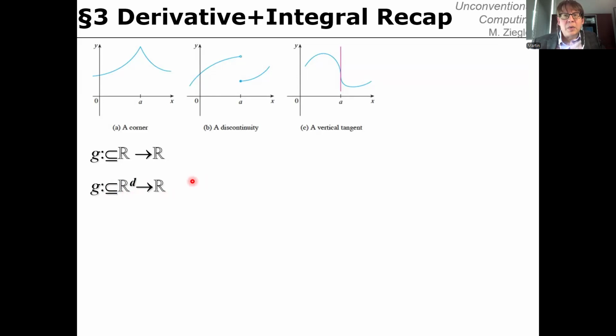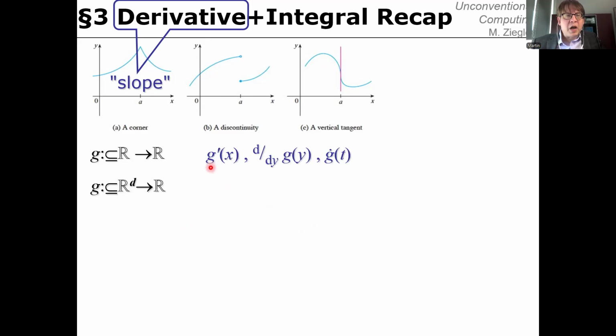So let's now talk a little bit more and recall the derivative, differentiation. Intuitively, that means the slope, and there are various ways of denoting differentiation, the derivative. Some people call it g prime, the derivative of a function g. Some people write d by dy, the derivative of the function g of y, or some people write g dot. That's particularly common when we talk about derivatives with respect to time, t denoting the time.